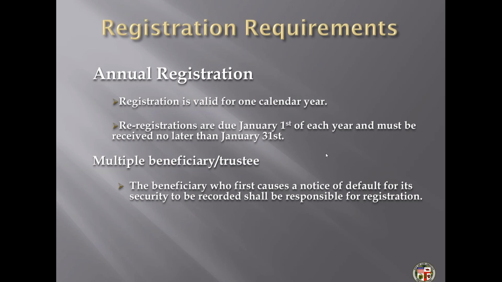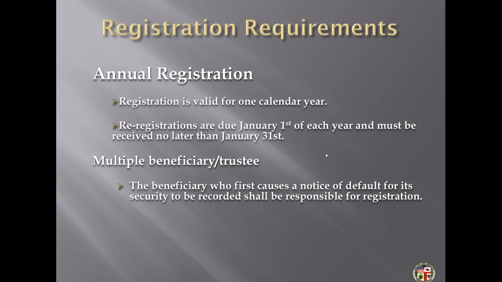Okay, so registration is required annually. It's valid for 1 calendar year, regardless. It's not 1 year from the date that you register the property, but it's one per calendar year. So if you register a property, say in February, it'll just be good for that year, February 2017, for instance.